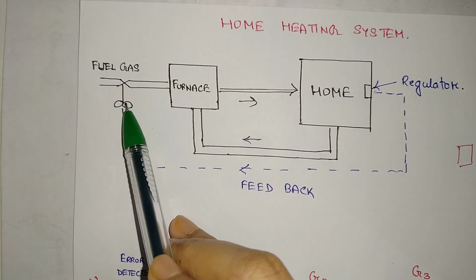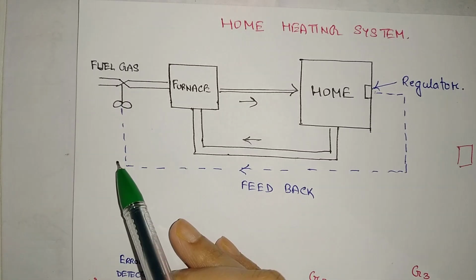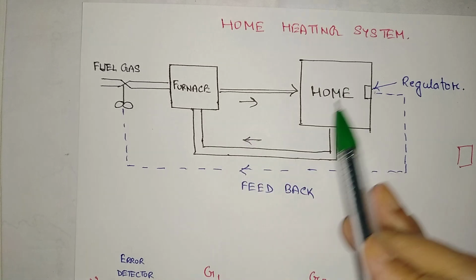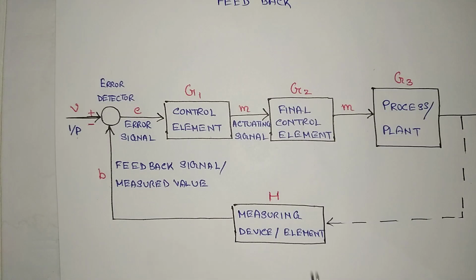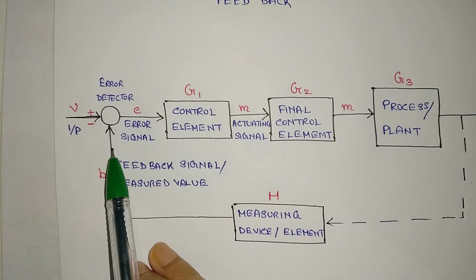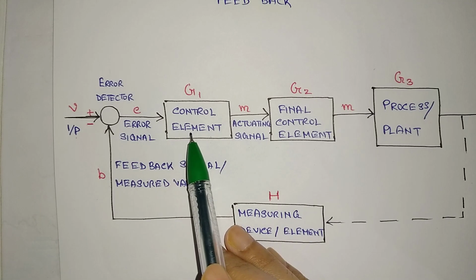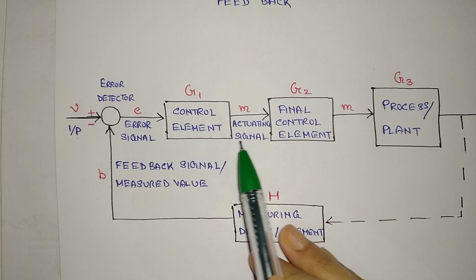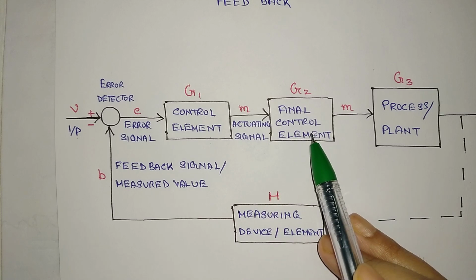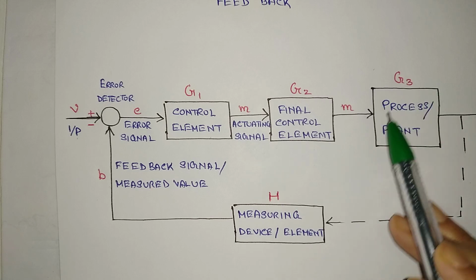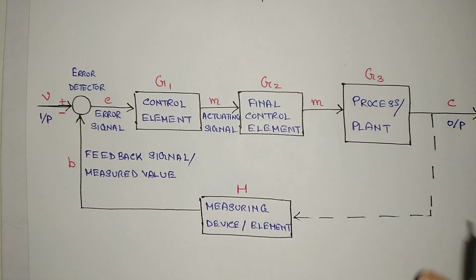If the deviation is more, that is the temperature is much less than the required one, the gas will open, the furnace will heat up the air more, and the home will get further heated up. Again that output will be measured by the measuring device. The deviation signal will go to the control element. The control element will act upon it and send a signal to the valve. The signal that goes to the valve is known as the actuating signal. The valve will then operate and decrease the deviation, and the plant will maintain its temperature at our desired set point.